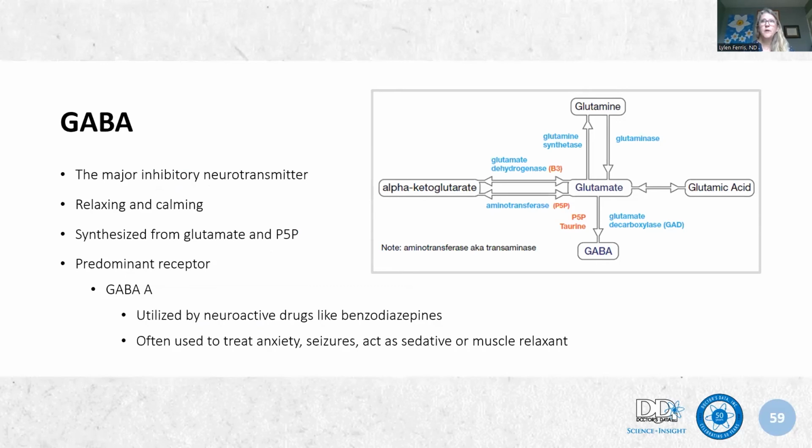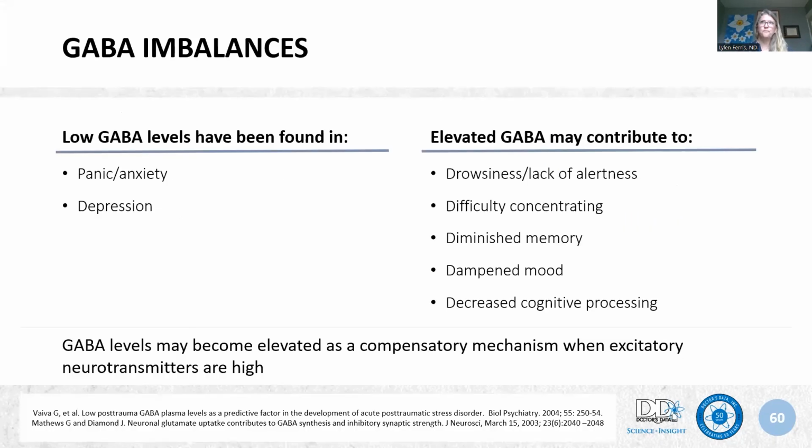Now, moving on to GABA, whereas glutamate was the primary excitatory neurotransmitter, GABA, its first cousin, so to speak, is the major inhibitory neurotransmitter. It's relaxing and calming. Now, it is synthesized from glutamate via the GAD enzyme with the help of pyridoxal 5-phosphate, which is activated B6. The GABA-A receptor is the prominent receptor, and it's the same receptor that's utilized by the benzodiazepine drugs. And so stimulating these receptors can help to treat things like anxiety, can act as sedatives or muscle relaxants, or even be helpful in treating things like seizure disorders.